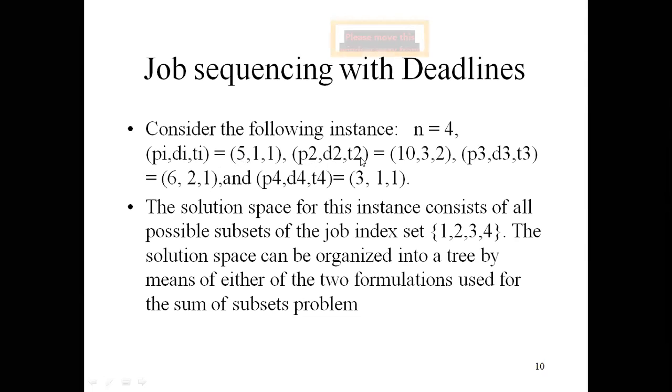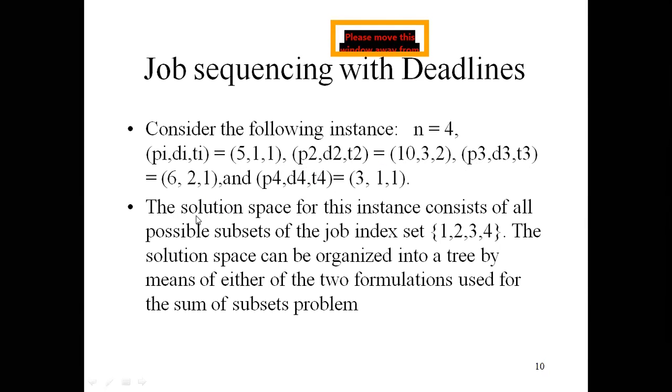For the second job, (p2, d2, t2) is (10, 3, 2). The processing time t2 is 2 units of time. D2 is the deadline given as 3 hours, so within 3 hours job 2 should be completed. P2 is the penalty if the job is not completed within 3 hours. Like this, we have p3, d3, t3 and p4, d4, t4.